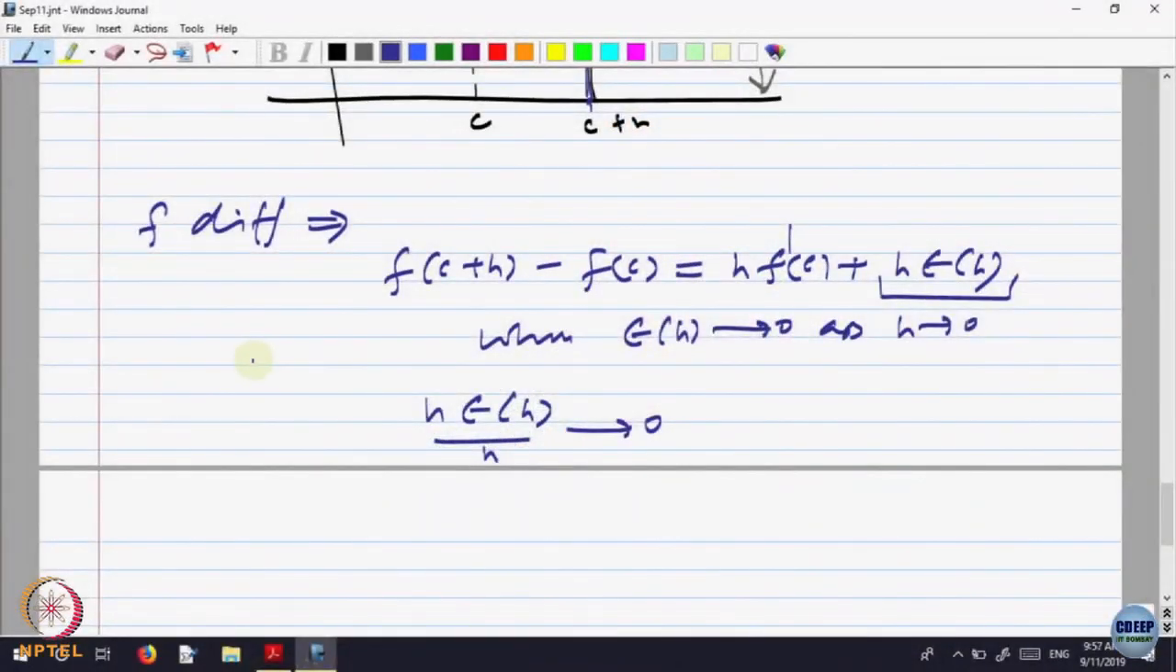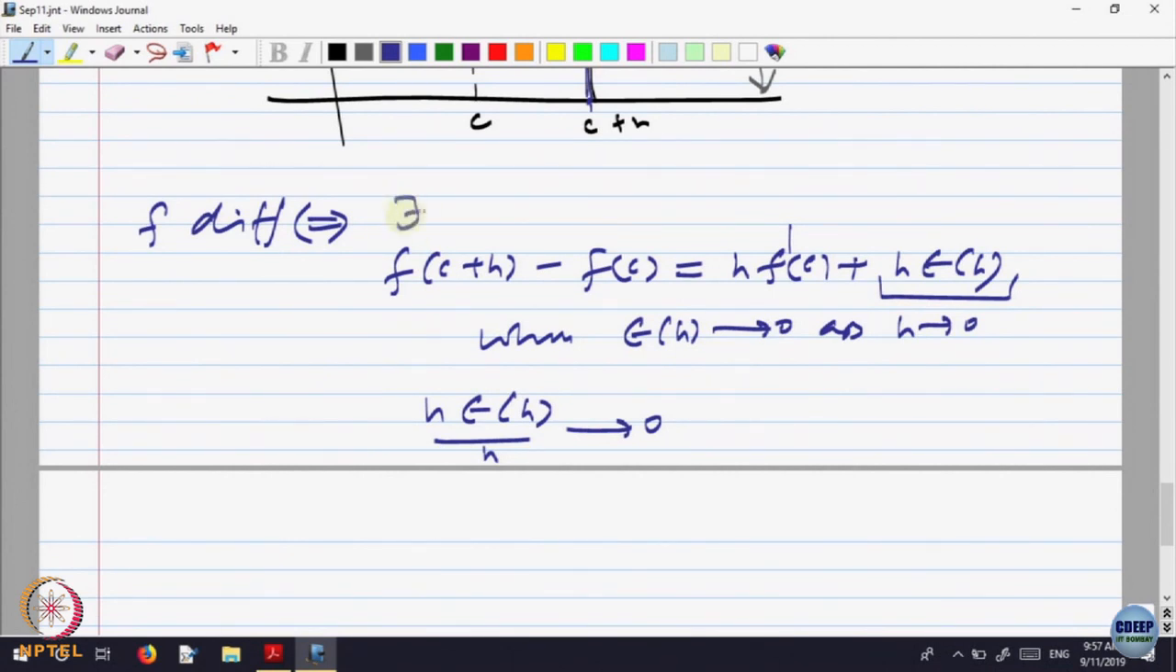And the second observation from here: supposing I do not know that f is differentiable, but I can write this difference as h times some scalar plus an error which goes to 0. When I divide by h, that precisely says the limit exists and is equal to that scalar. So this is the definition of differentiability. So, what is the definition?